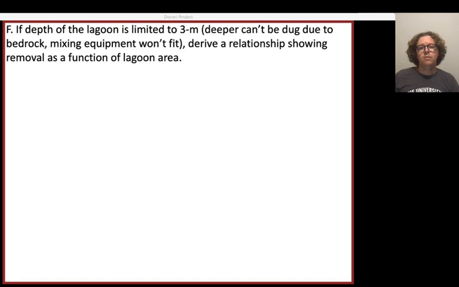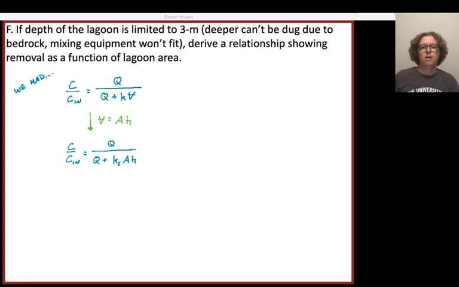All right, now let's say that the pond is limited to 3 meters deep. We've got shallow bedrock perhaps, like we have here in Bloomington where I'm sitting right now, or perhaps there's some sort of equipment that won't work if you dig the pond deeper. So let's try to derive a relationship showing removal as a function of lagoon area. We already had a relationship about removal previously, but it doesn't have area in it explicitly. The trick here is to remember that the volume of the pond can be approximated as its surface area A multiplied by its depth H. And so you can go ahead and make that substitution.